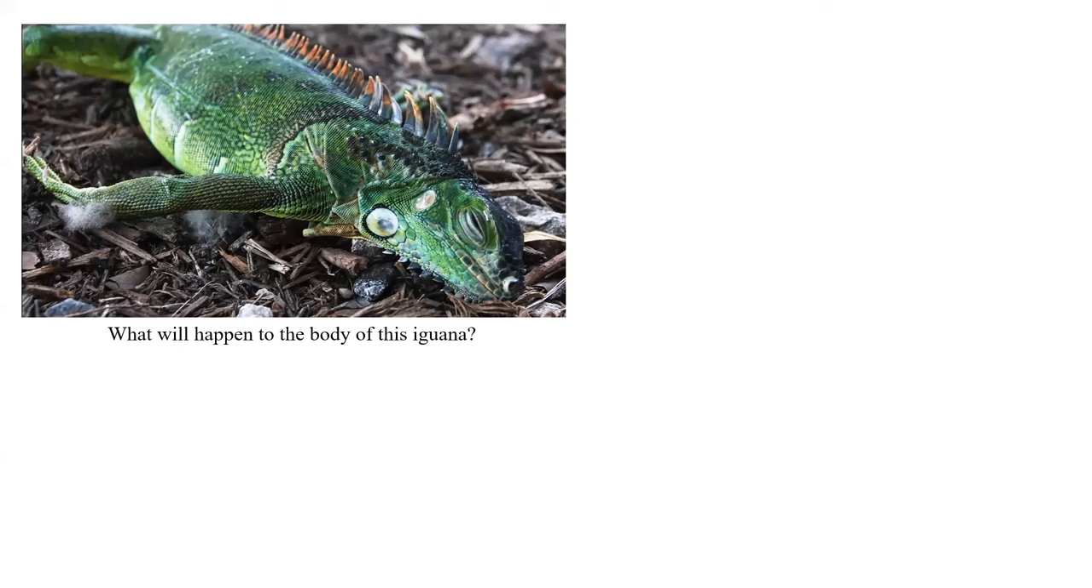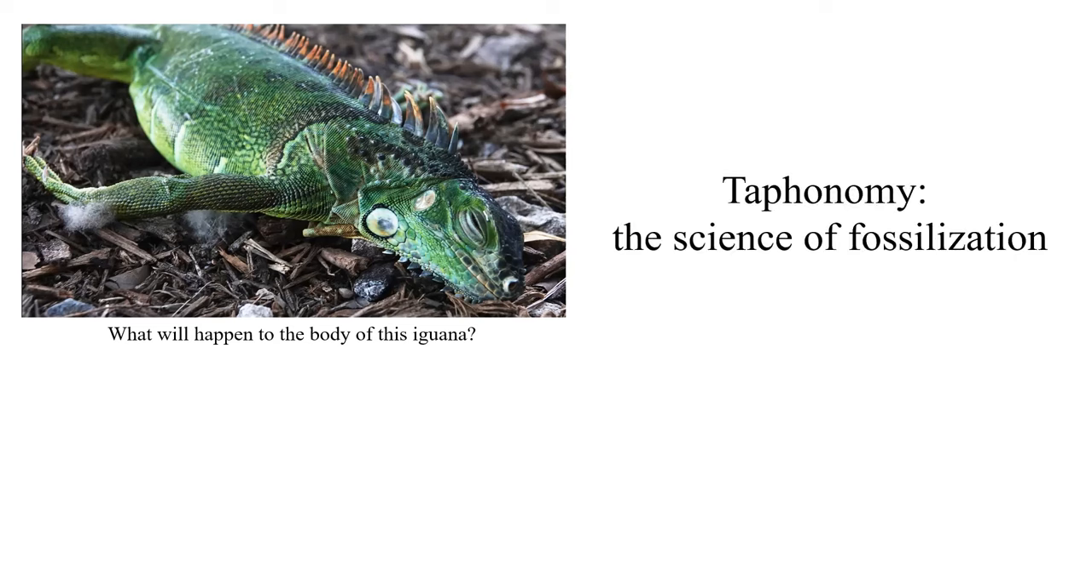All right, what are some things that are going to happen to this iguana? Scavenging. What do you mean? Somebody's going to be like, oh, nice, and start eating this iguana. And probably many somethings, microbial somethings, insect somethings, other vertebrate animal somethings. Absolutely. And so that's going to be the default. This iguana looks like it's dead on the forest floor.